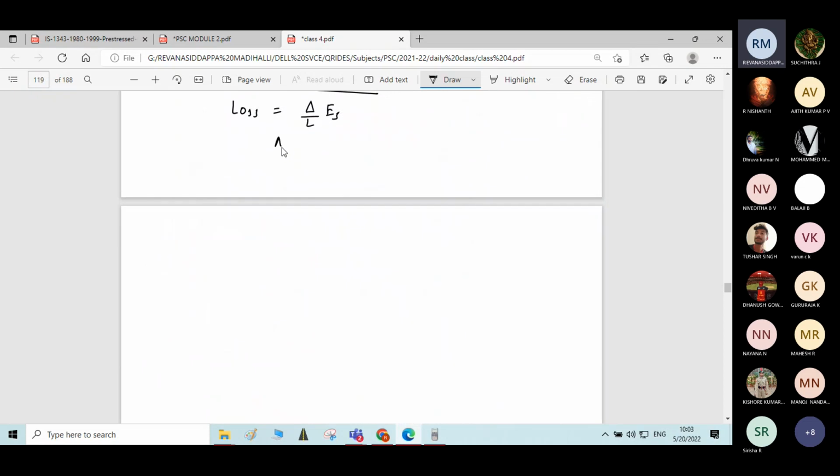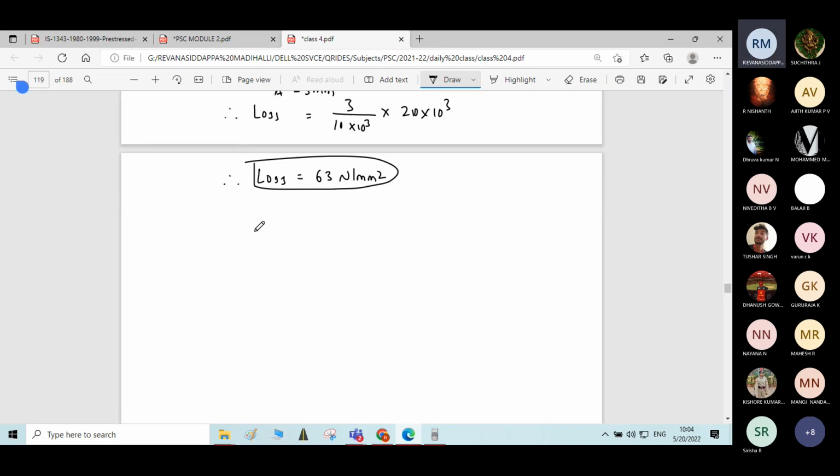Delta is equal to 3 mm, and the length of the beam is 10 meter, 10,000 mm, and ES is also known. Therefore, loss is equal to 3 by 10 into 10 power 3 millimeter, into 210 into 10 power 3 Newton per mm square. Okay, please calculate the answer. Therefore, the loss is equal to 63 Newton per mm square.